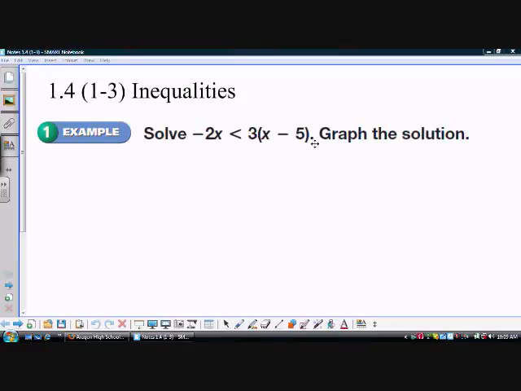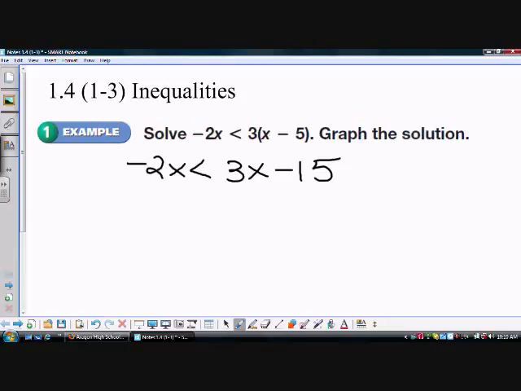Solve the inequality negative 2x is less than 3 times x minus 5. Where would you start? Yes, ma'am. First, simplifying the right side, 3x minus 6. Good. So if I'm going to simplify that right side, what's it going to look like? 3x minus 6, so distributing the 3.